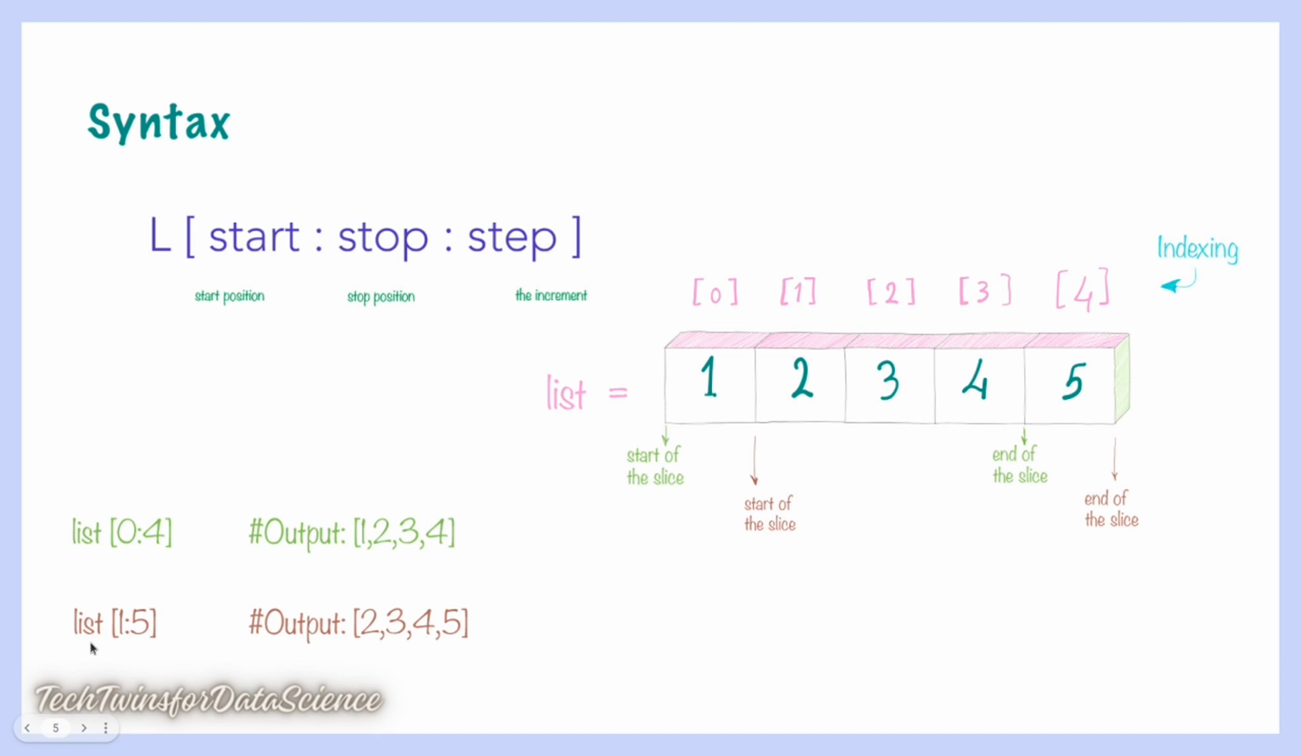Another example, the list from 1 to 5. Here we omitted the value 1 with the index 0, and we start executing the code from the value 2 with the index 1 until the end of the slice, before the index 5. So here in the list, start and stop, it's always about indexing, not the original values.